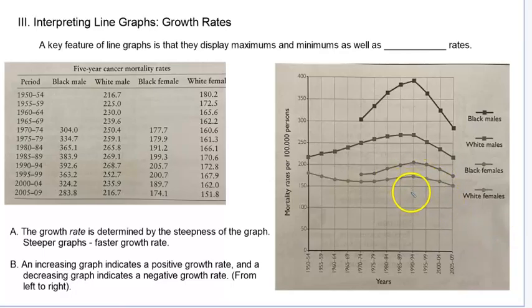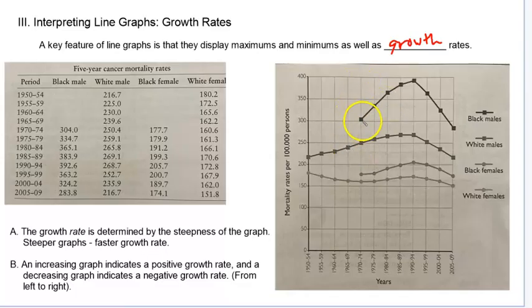Okay, now we move to our next point in our notes, interpreting line graphs. There's really 2 ways of interpreting, and we'll talk about those in just a second. But a key feature of a line graph is that they display maximums and minimums as well as growth rates. So here we have a table of values that basically gives us information about the 5-year cancer mortality rates of different male, female, and then black, white people during a certain time period.